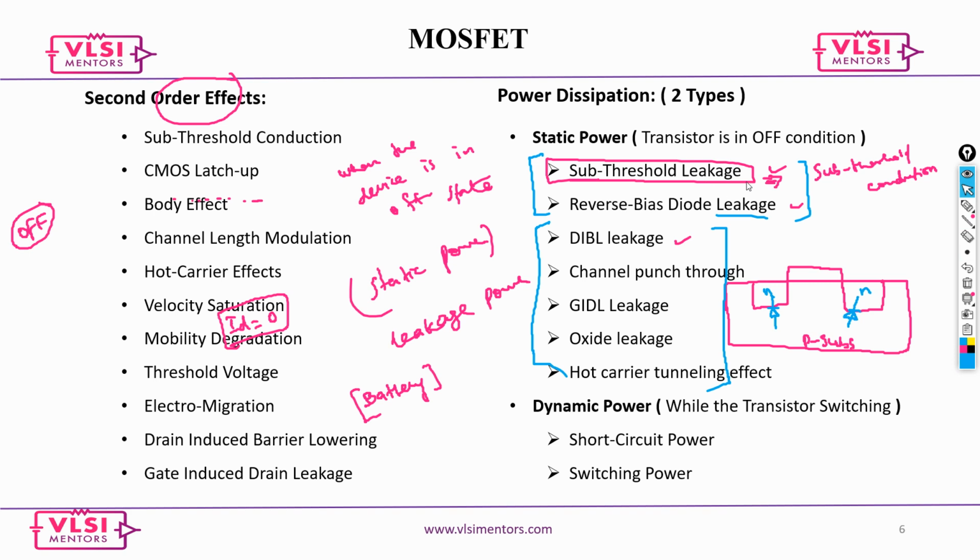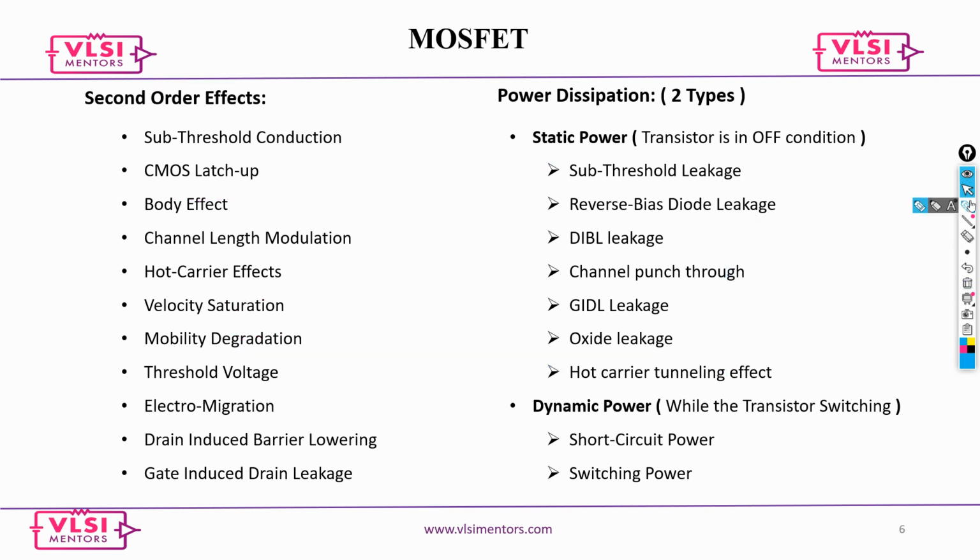Okay, all right. Now, that is static power, when the device is in off state. Now assuming the device is basically switching, there are two things. So dynamic power.